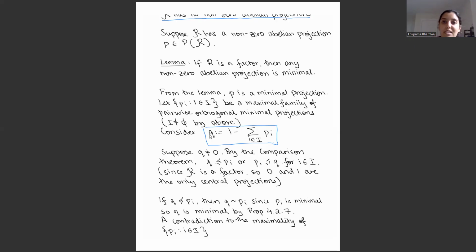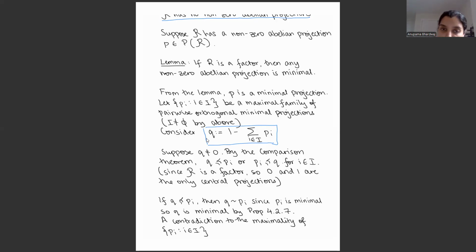Suppose R has a non-zero abelian projection, then because of this lemma, I have that the abelian projection is a minimal projection, right? So let P_i, where i is in an indexing set I, be a maximal family of pairwise orthogonal minimal projections. I just consider whatever the maximal family of pairwise orthogonal minimal projections is going to be. I call that P_i. The indexing set is non-empty because I've assumed that R has a non-zero abelian projection, hence minimal. And I define Q to be 1 minus the sum of all these projections P_i.